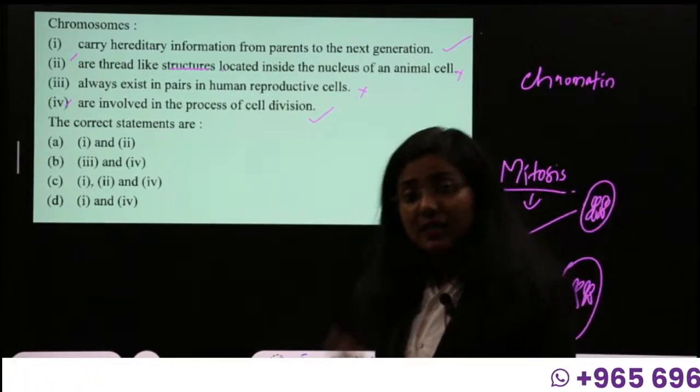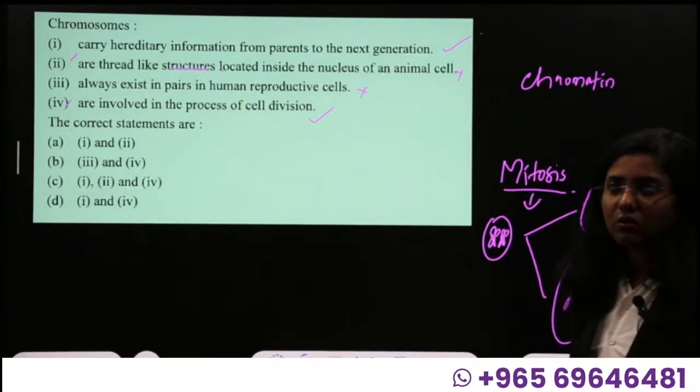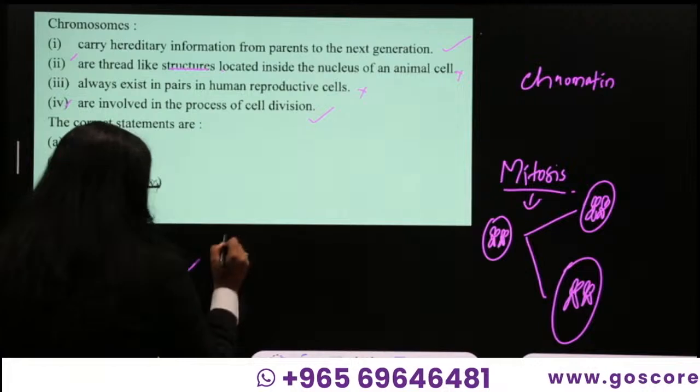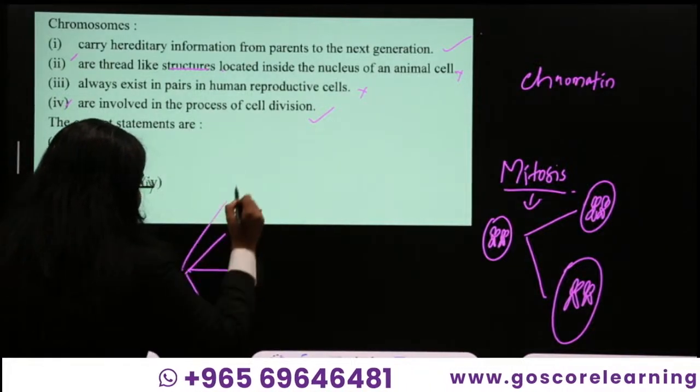Okay, and this is mitosis. Whereas in the case of meiosis, we could say one particular cell is divided into how many cells? It is divided into 4 cells.